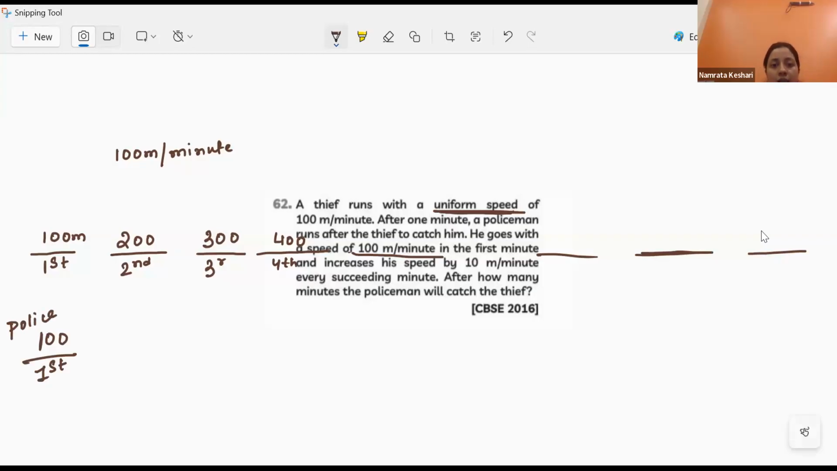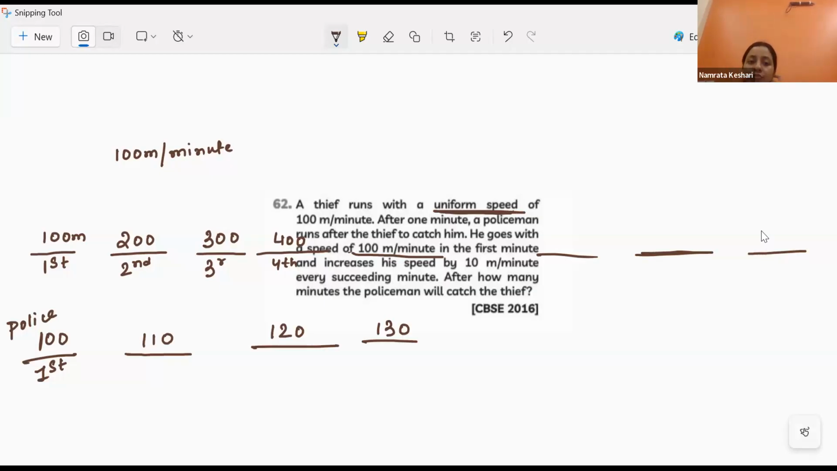And he increases his speed by 10 meter per minute. So next will be 110, next will be 120, next will be 130, just like that, right? After how many minutes will the policeman catch the thief?